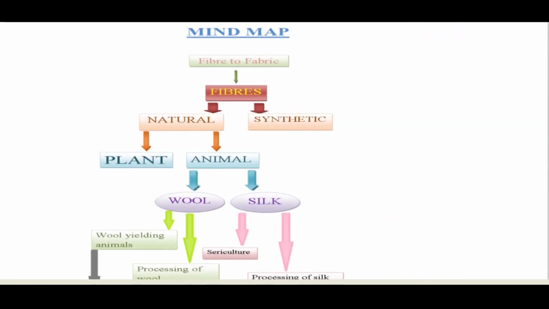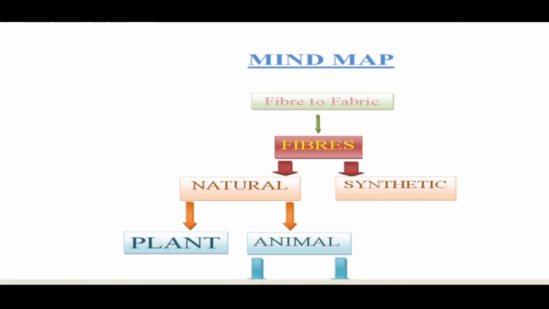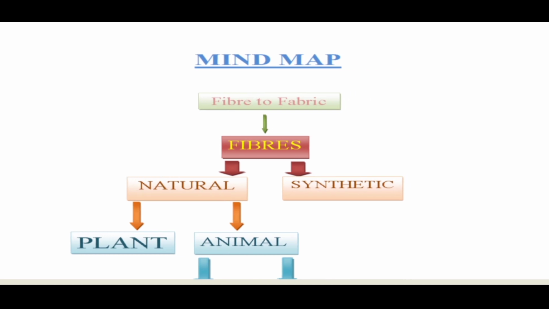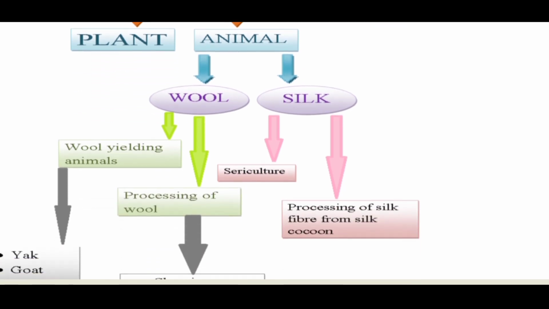Now let's discuss the mind map of fiber to fabric, once again what we learned in this chapter. First we see fibers. They are mainly of two types: natural and synthetic. In natural we saw two kinds of fiber, plant and animal. In animal again we see two types, wool and silk.